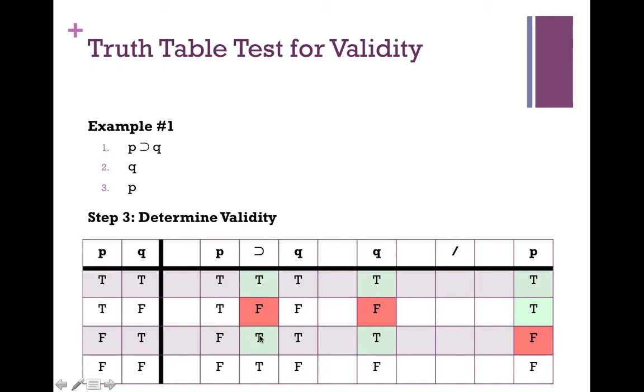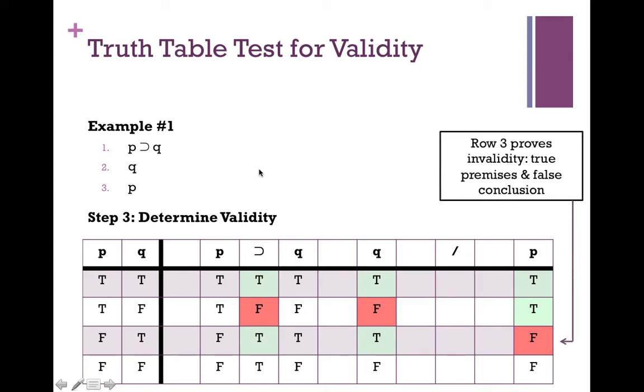Then we come to this one. True, true, false. Oh, bada bing, bada bang. And here we have what we're looking for. This proves to us why this argument is invalid. It shows us the condition under which this argument will not work.